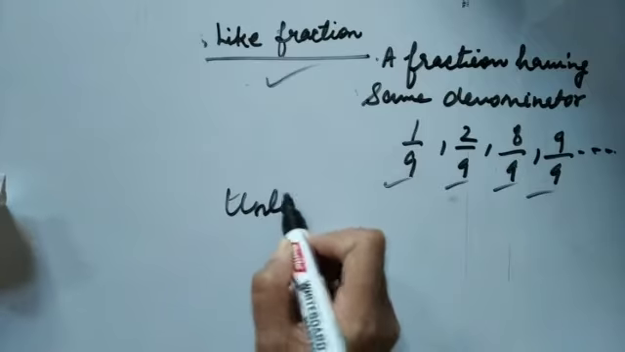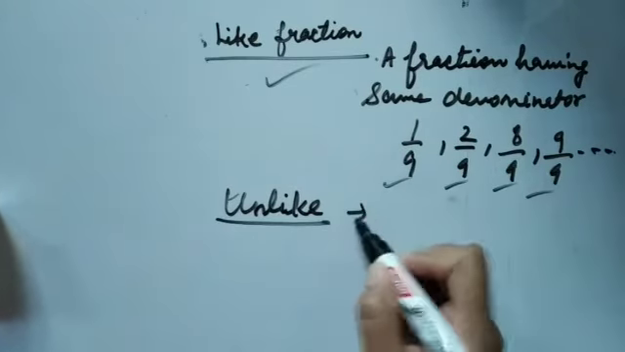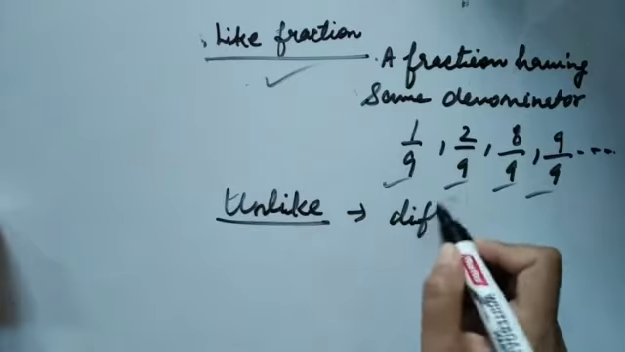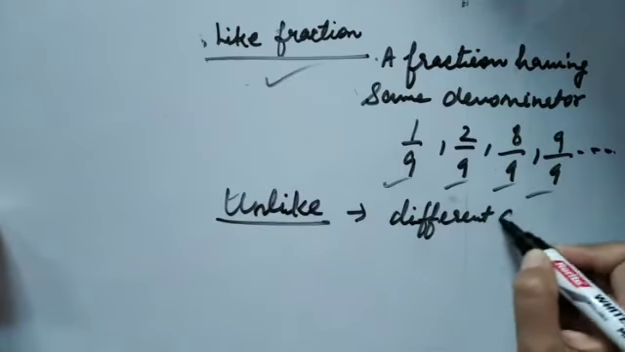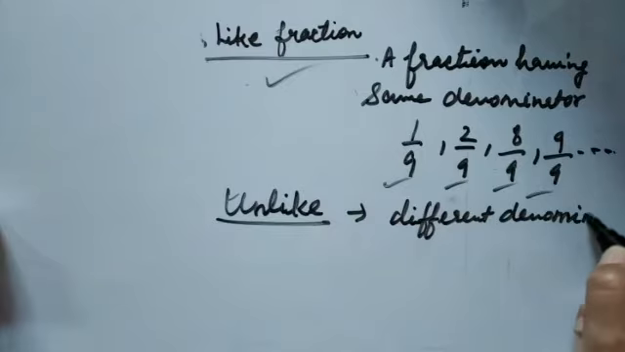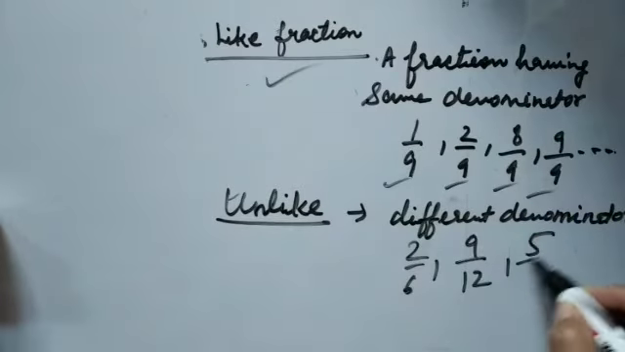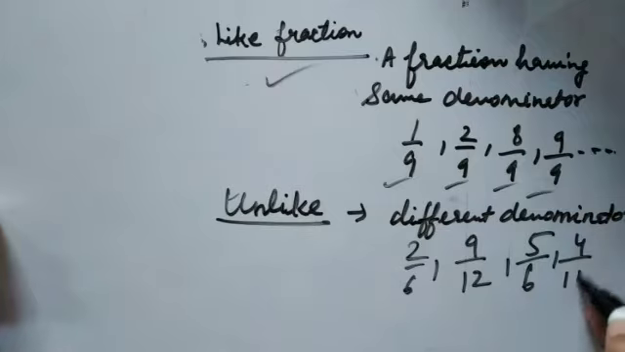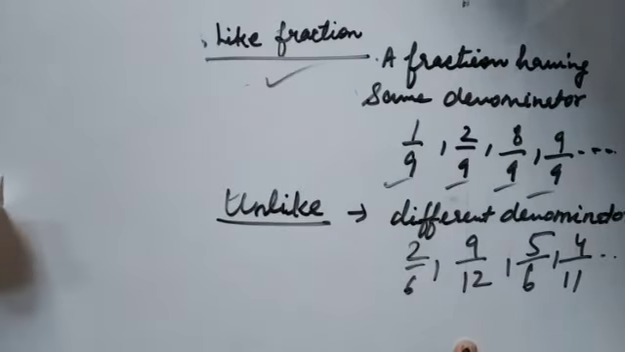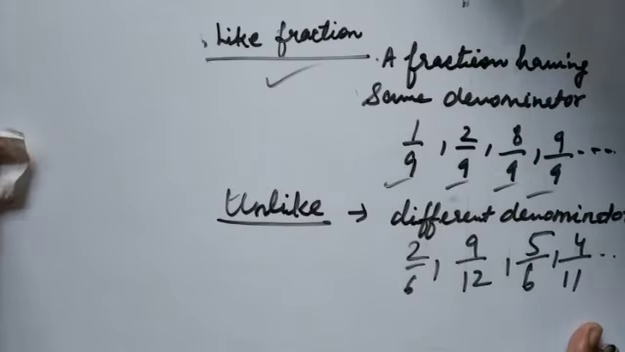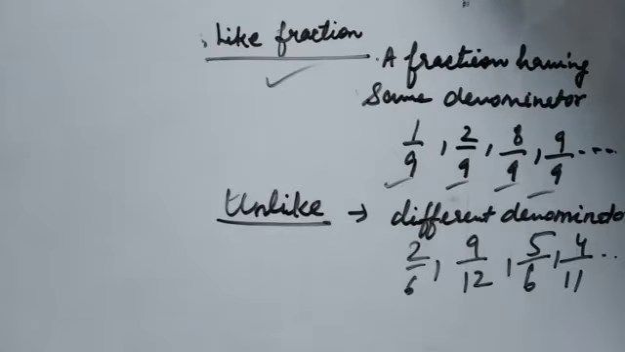Unlike fractions, a fraction having different denominators. Example, 2 by 6, 9 by 12, 5 by 6, 4 by 11, and so on. So you can see here there are 4 fractions, 2 by 6, 9 by 12, 5 by 6, and 4 by 11. In all the cases, the denominators are different. So these fractions are known as unlike fractions.